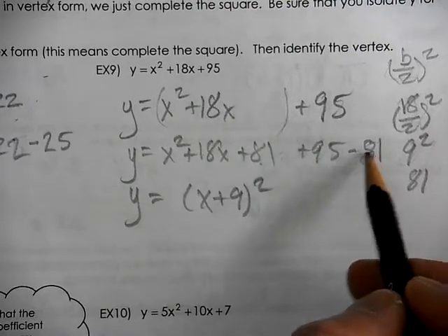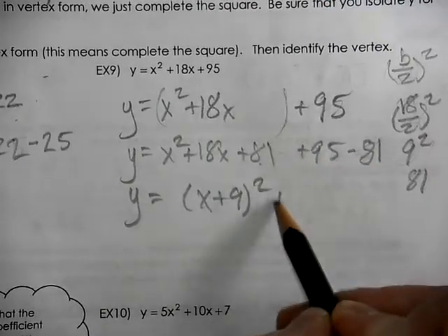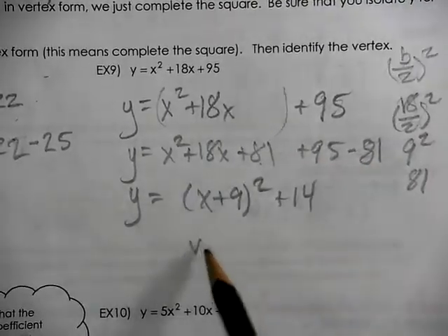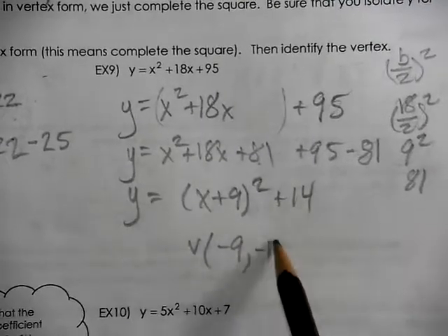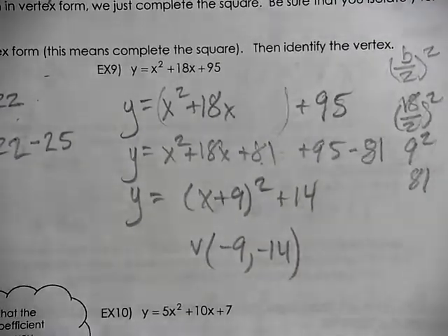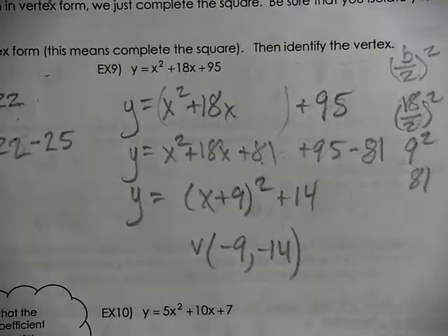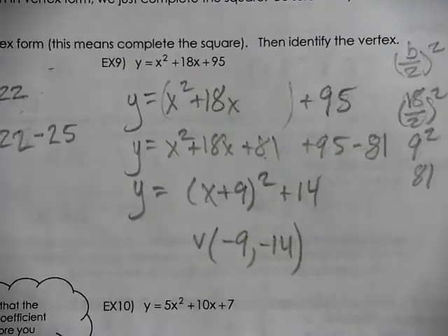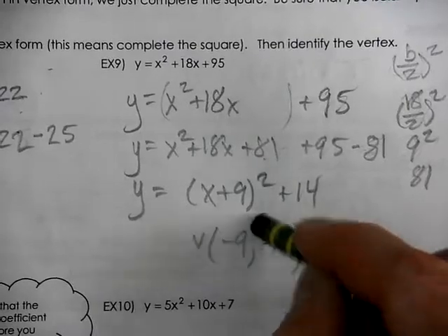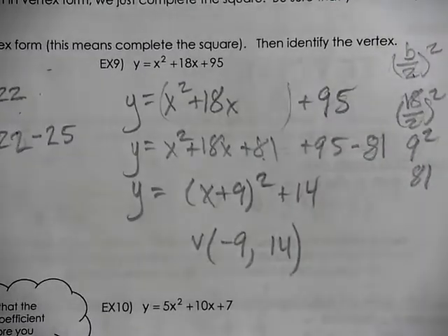So that looks like it's up by 14. So my vertex is negative 9, positive 14.